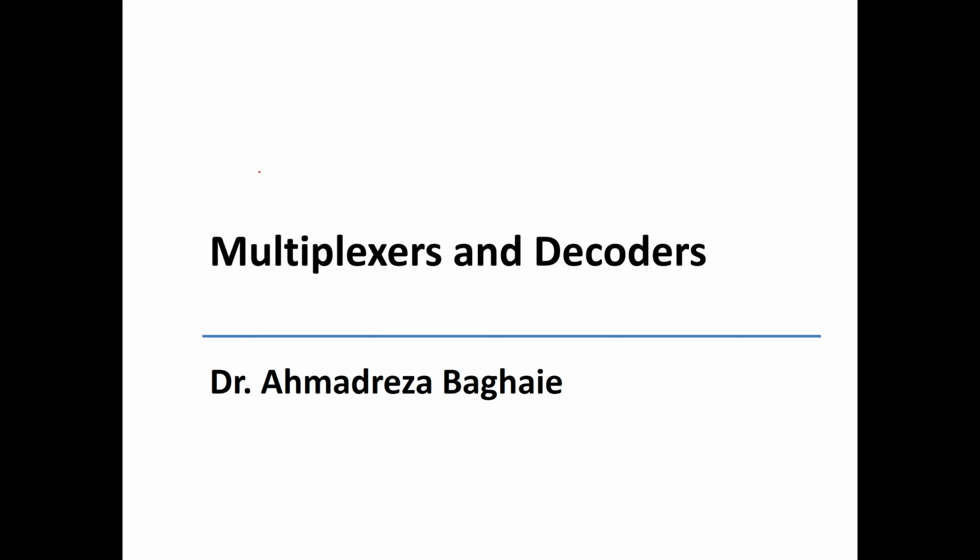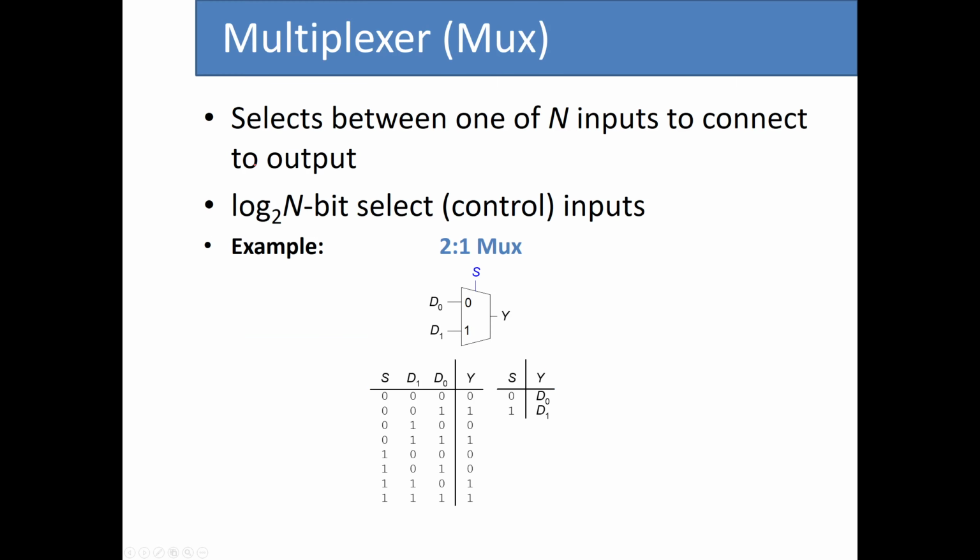In this video, I want to talk about multiplexers and decoders and how they can be useful in implementing Boolean functions. Multiplexers are one of the building blocks of digital logic circuits that can be used to select between one out of n inputs that we may have.